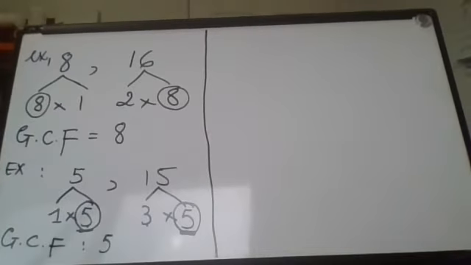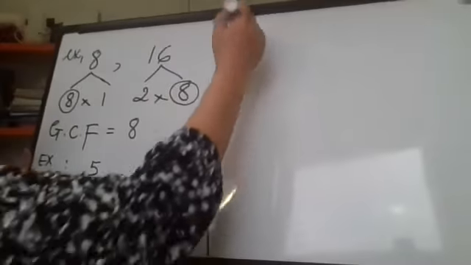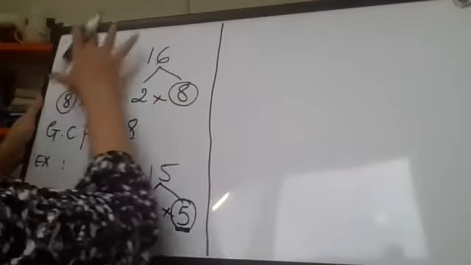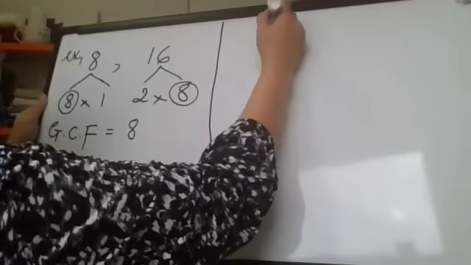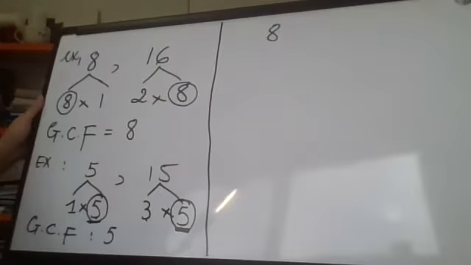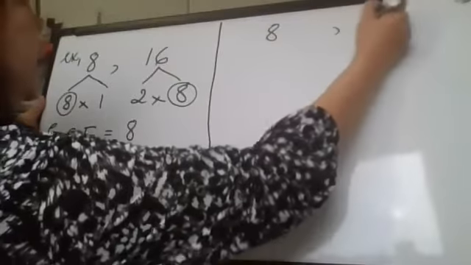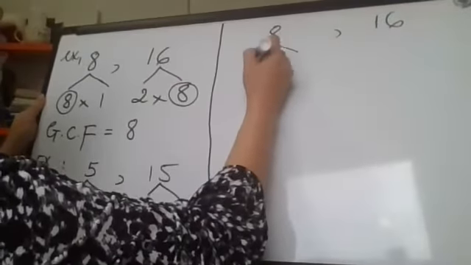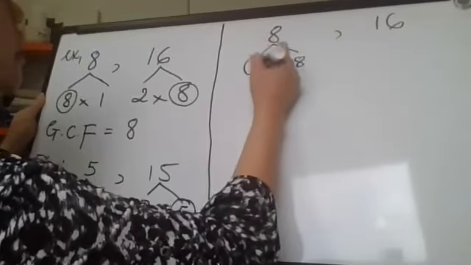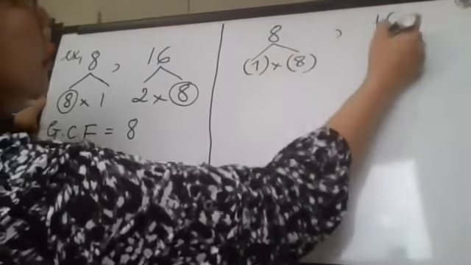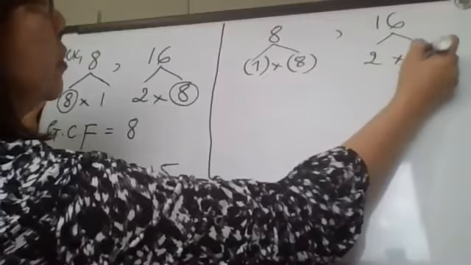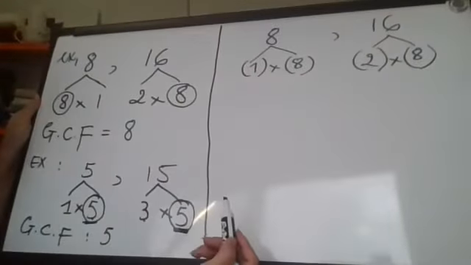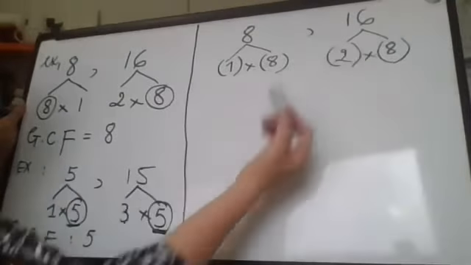Why do we do this? Because if you look at the next example, I'm going to talk about the same example again for you. So I'm going to put here 8 and 16. Again, I'm going to put here 1 times 8, and I'm going to put it in brackets instead. I'm going to put here 2 times 8, and put them in brackets. And this you call a product of factors.